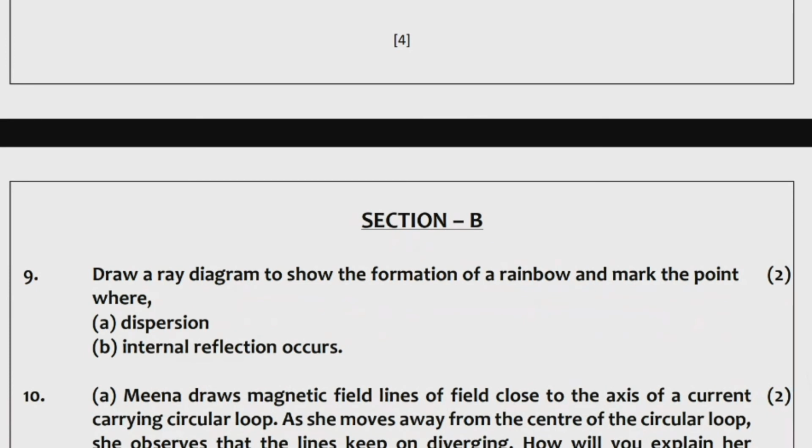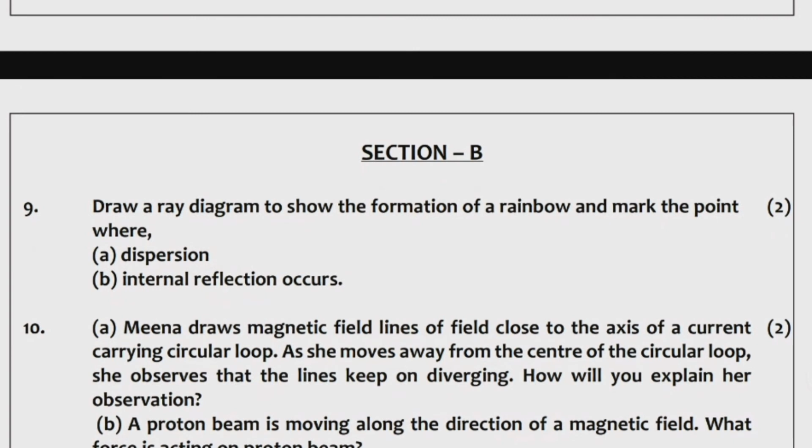10A. Meena draws magnetic field lines of field close to the axis of a current carrying circular loop. As she moves away from the center of the circular loop, she observes that the lines keep on diverging. How will you explain her observation? 10B. A proton beam is moving along the direction of a magnetic field. What force is acting on proton beam?